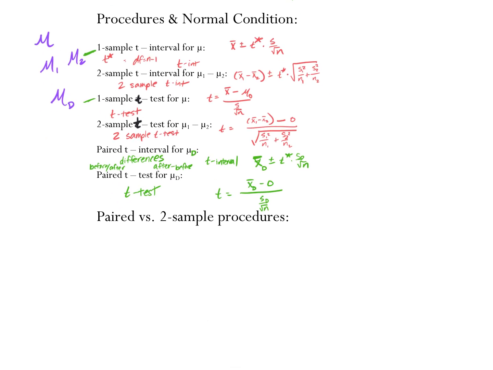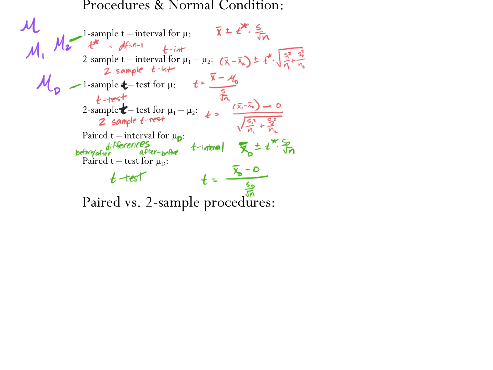Okay, so now, lastly, you need to be able to choose, should you be doing a paired procedure or a two-sample procedure? All right, so the basic premise is for paired data, you are allowed to directly compare two individual observations. And essentially, when we say directly compare, that really means subtract.